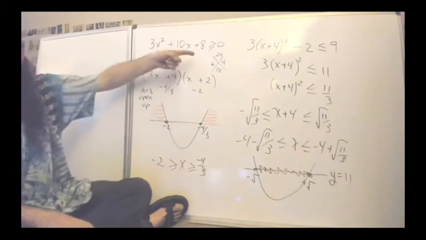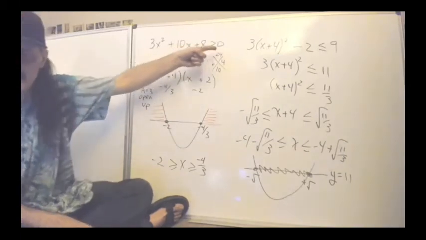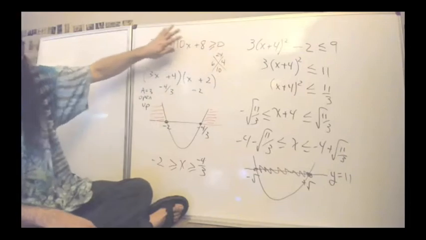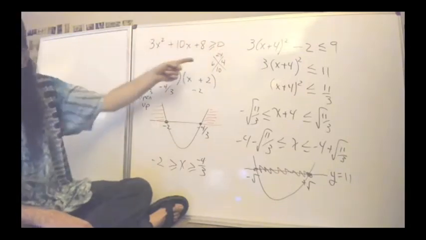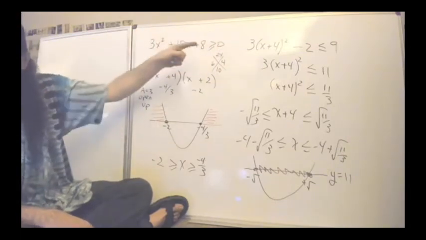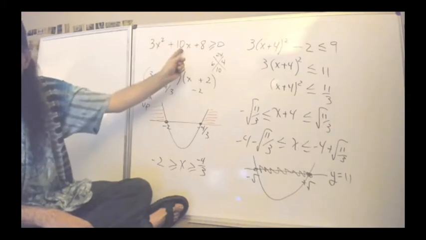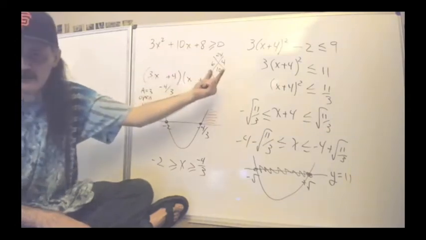Okay, so here we're going to go ahead and compare these to the x-intercepts since we're comparing our trinomial to 0. All right, let's first see if we can factor it. So 3 times 8 is 24. Factors of 24 that add to be 10: 6 and 4.